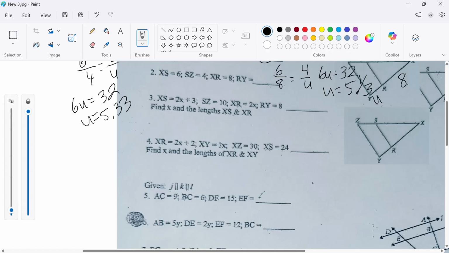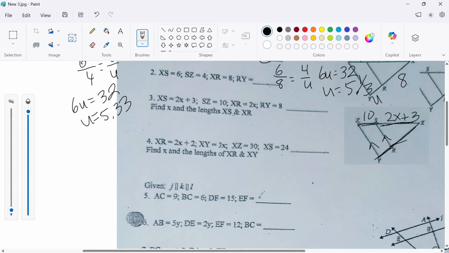XS equals 2x plus 3. Just corresponding parts, because when this is parallel to this, similar triangles, corresponding parts. The ratio of this to this is the same as this to this, and this to this is this to this. It's within the triangle, outside of the triangles. XS equals 2x plus 3. SZ is 10.